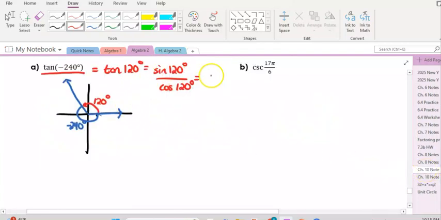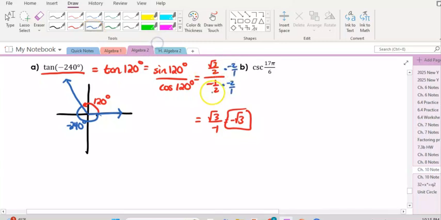All right, so if my cosine is negative 1/2 and my sine is square root of 3 over 2, because they're both over 2, I know that it's square root of 3 over negative 1, which is negative square root of 3. The other way I could do that is I could multiply by the reciprocal right here. And so the 2's cancel out, and I have negative square root of 3.